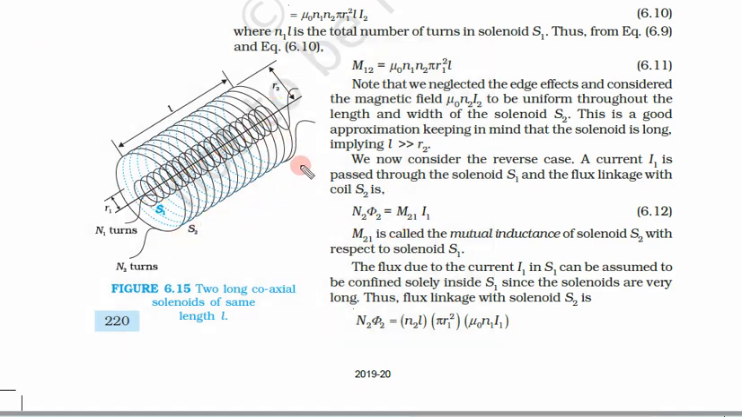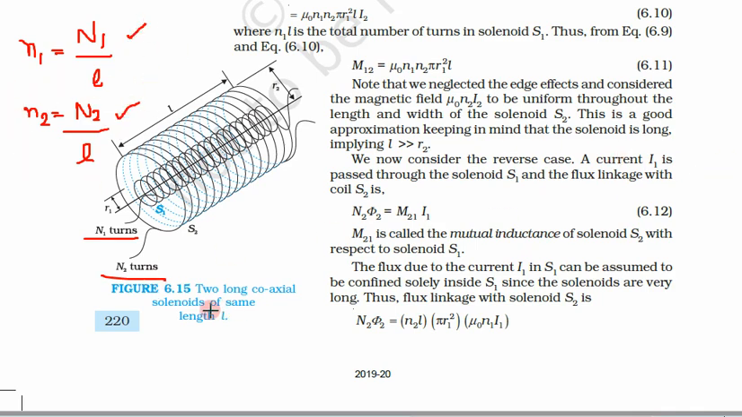And now one more quantity. The bigger coil has N2 turns. The smaller coil has N1 turns. The number of turns per unit length, small n1 for the first coil, is equal to capital N1 upon L, because the length is the same. For the second coil, small n2 is equal to capital N2 upon L. These are quantities that we have to remember when solving this problem. The bigger one is solenoid 2, and this is for 1.